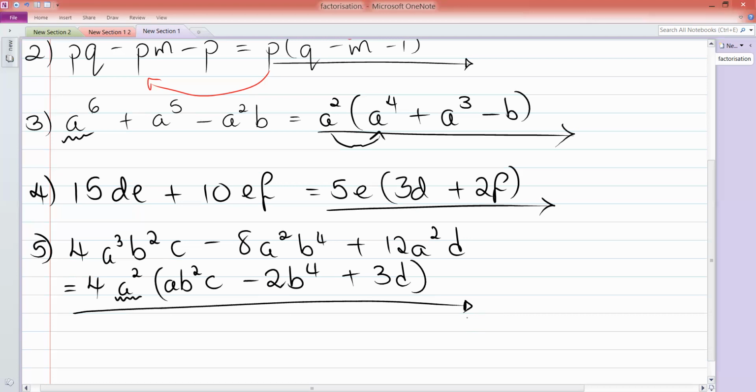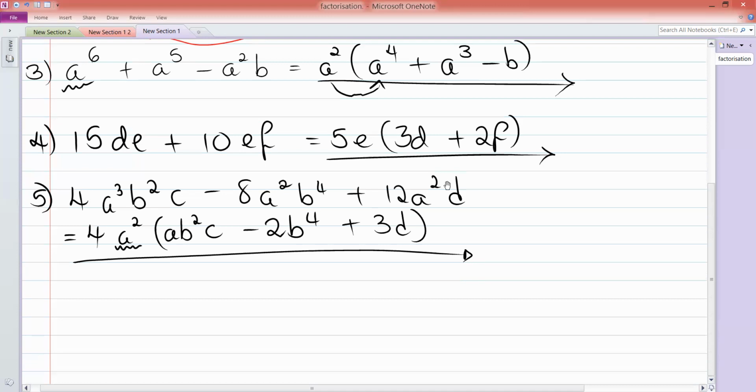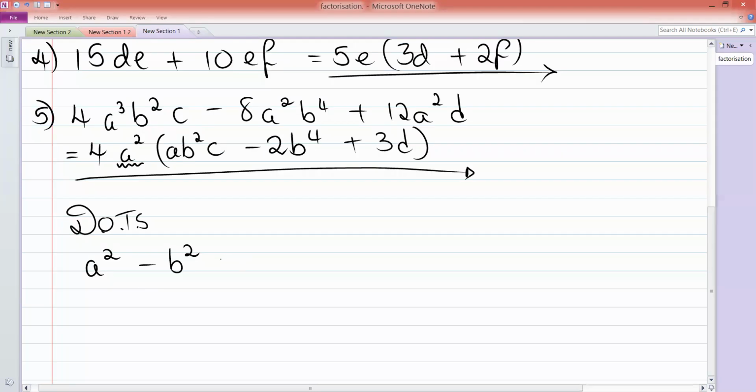Awesome. Now let's go on to what we call a difference of 2 squares. Remember, difference of 2 squares. When you have a perfect square, such as a squared minus b squared, these are 2 squares, and the minus, remember, that's just a difference. So to factorize a difference of 2 squares, I would have 2 brackets. The first one is a minus b, and the second one is a plus b.